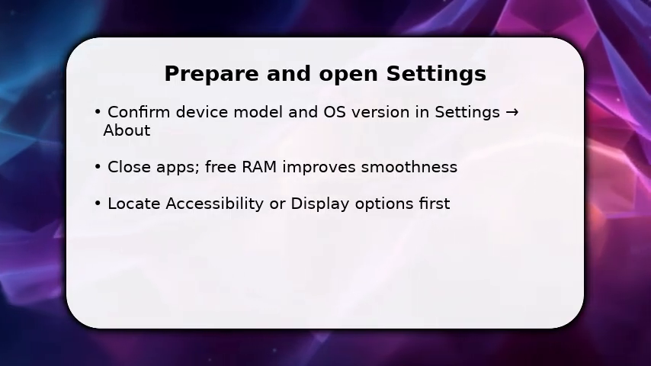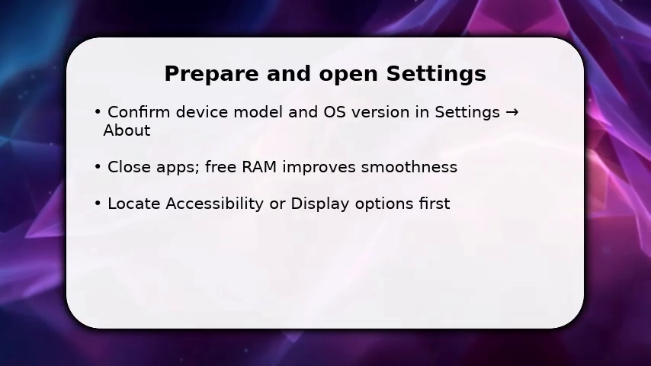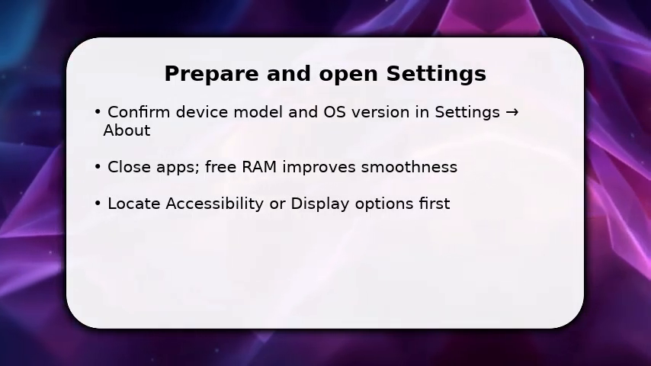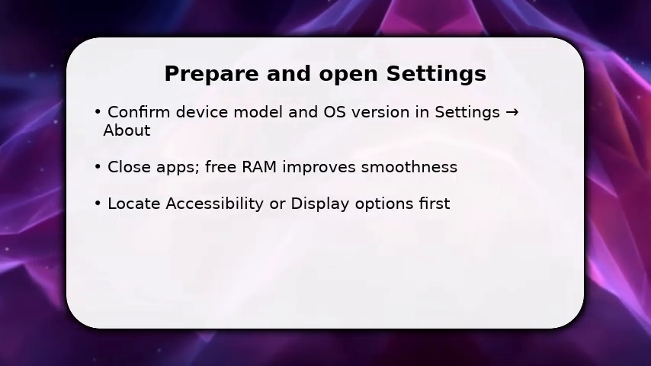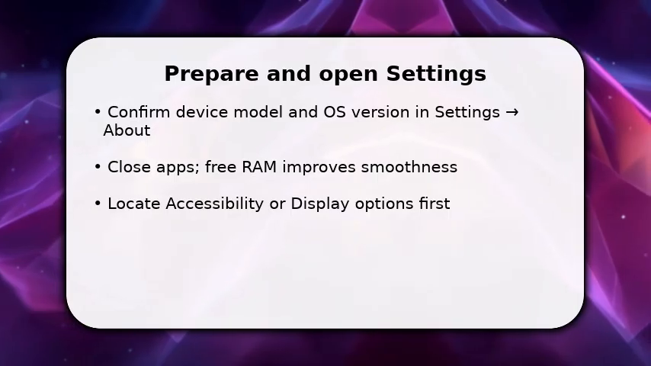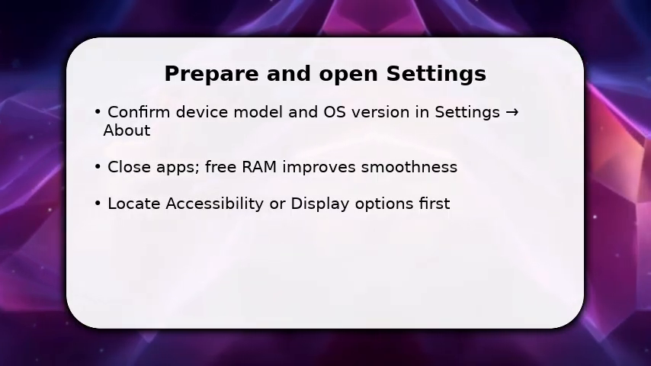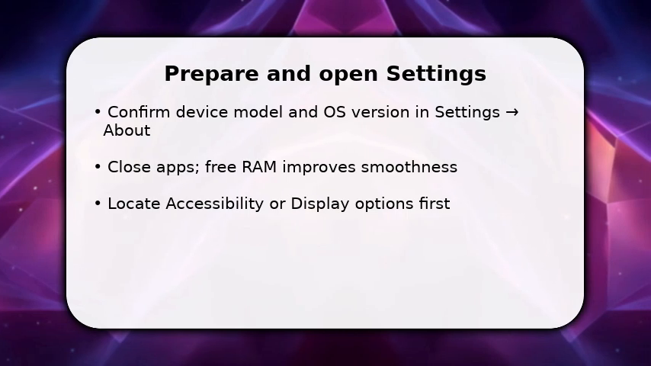Do this now, then make sure any screen lock or security prompts are ready, because you will adjust system-level scaling. Once done, note current zoom or text size values so you can revert if needed. This step prevents accidental changes to app layouts and preserves your home screen grid.